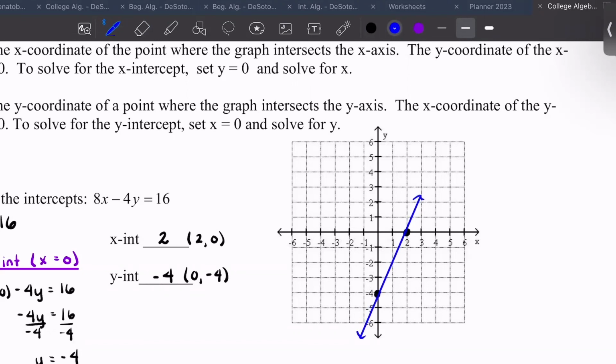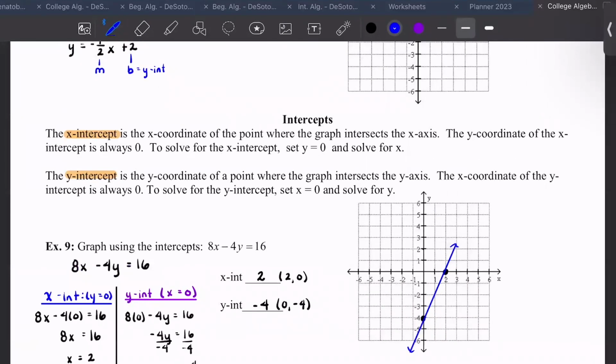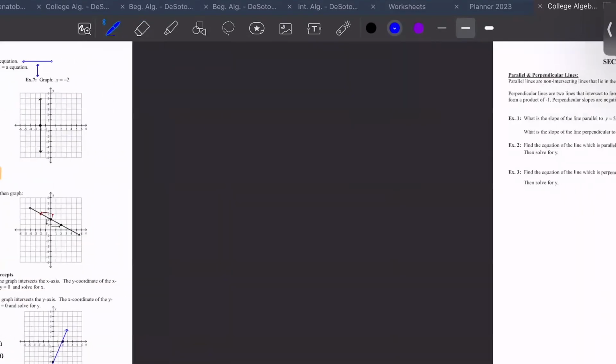And you're done. So if I ask you a question about your intercepts and you're having to graph them, you know that you're going to have two points, and each of those points is going to be on your axes. One's going to be on the x-axis, one's going to be on the y-axis. I get that by finding your x-intercept, setting y equal to 0, and your y-intercept, setting x equal to 0, solving your basic equations, and then plotting them on the coordinate plane.